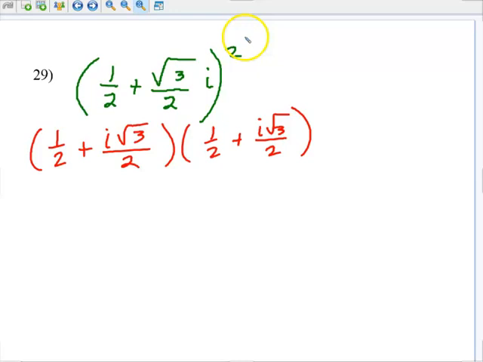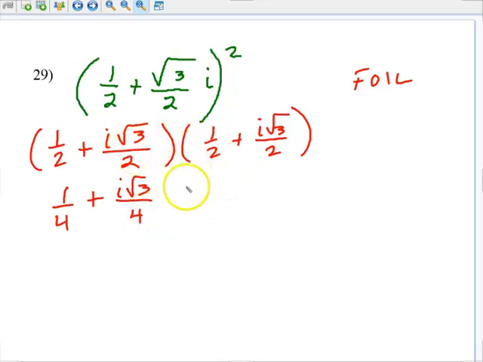So you could do this. It says to square it, which means multiply by itself, and then we could go through FOIL. So first would be 1/4. Multiplying the outside together, 1/2 times i root 3 over 2 would be i root 3 over 4. And then we get the same thing when we do the inside.